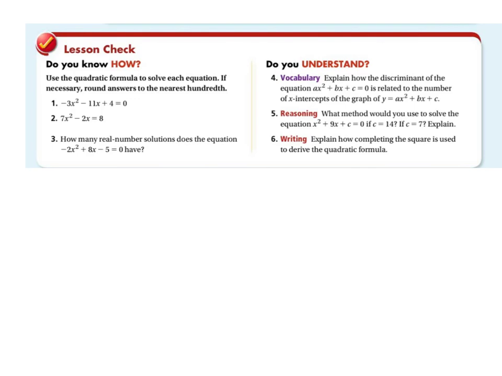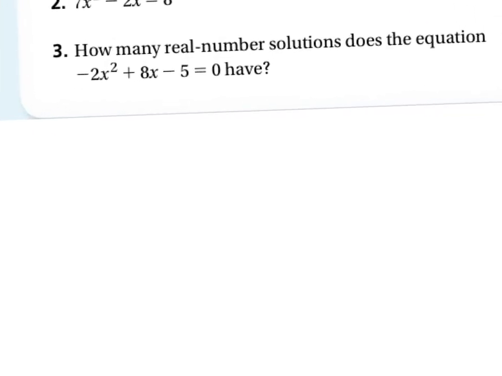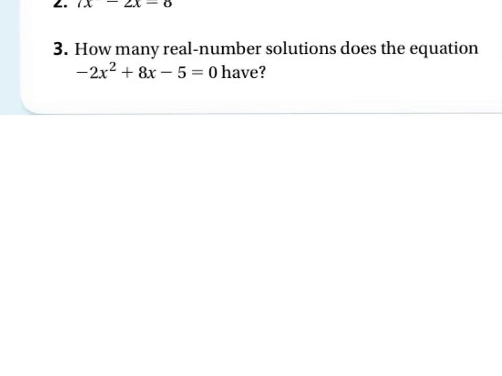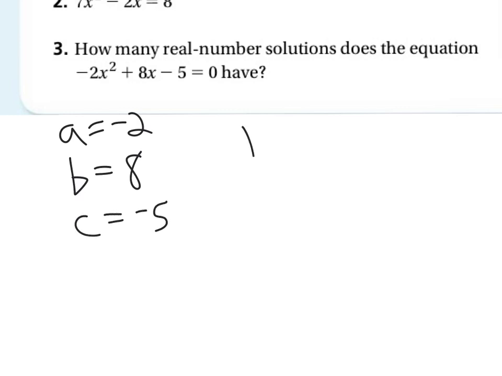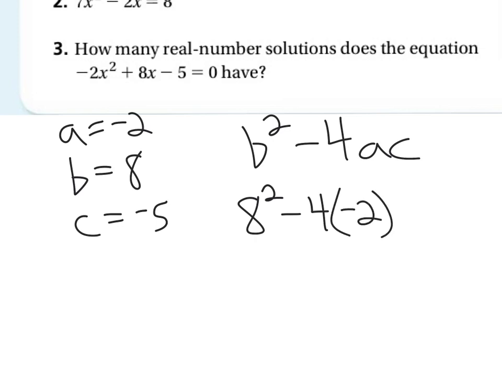So if we look at lesson check number 3, we've got a similar type problem here. They're asking how many real number solutions this equation has. This one's already set equal to 0, so we're just going to look at our values here. A is negative 2, B is 8, and C is negative 5. And again, we're just looking at the discriminant, the part under the square root. So b squared minus 4ac. We'll substitute in: 8 squared minus 4 times negative 2 times negative 5.